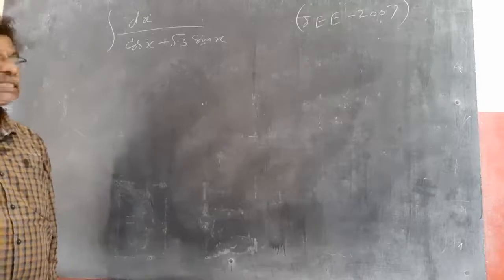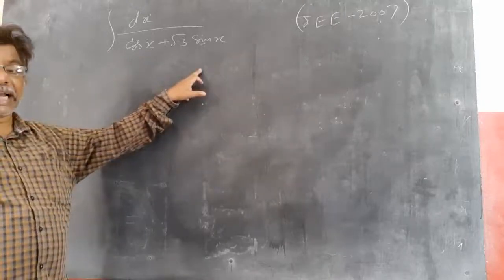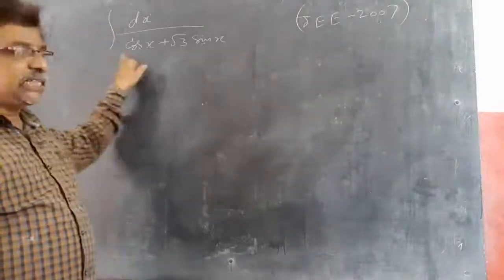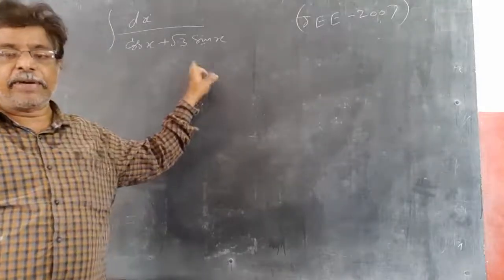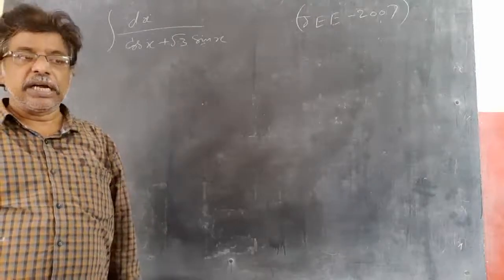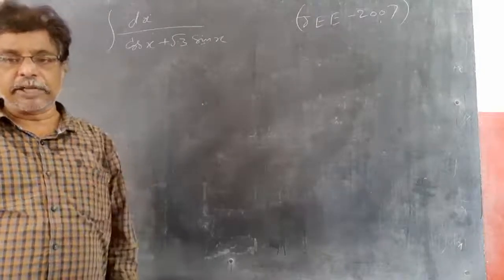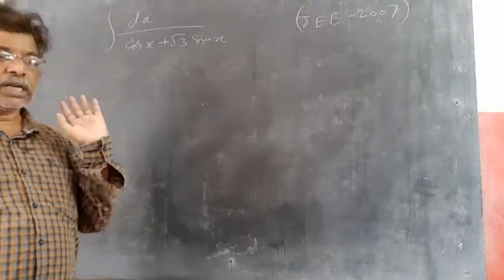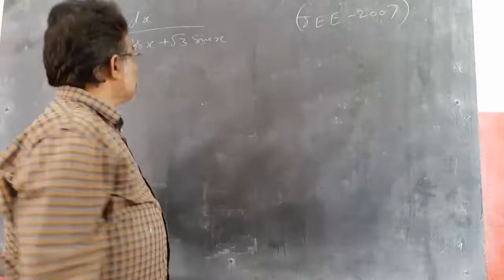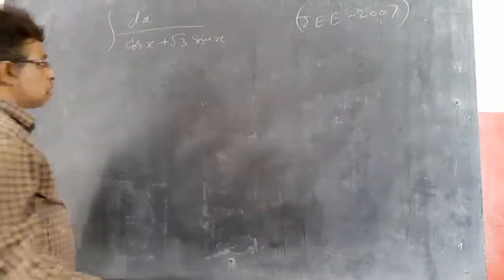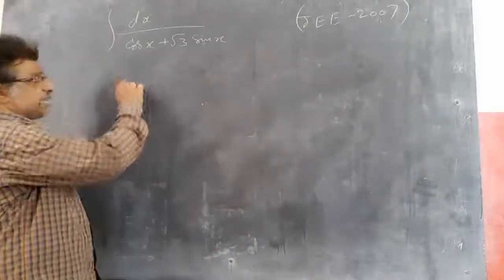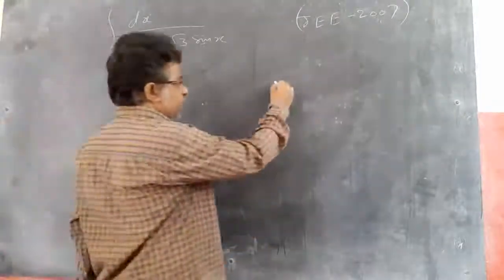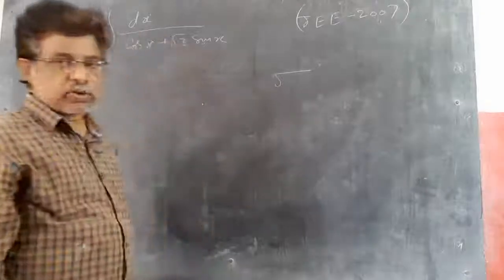One more method is to divide and multiply both numerator and denominator with root of a square plus b square. In first year I told you, whenever you find a sin x plus b cos x, divide and multiply with root of a square plus b square, and it automatically converts into sin of a plus b form. That is the second method. Your choice. So first I will do the second method, dividing and multiplying numerator and denominator with root of a square plus b square.